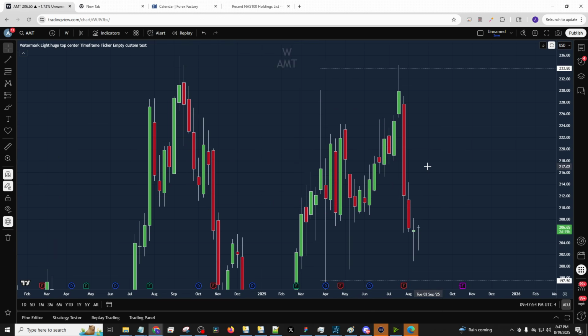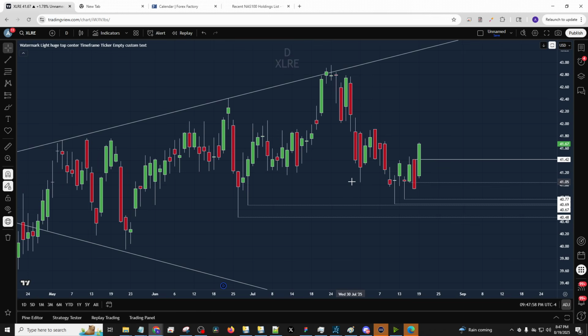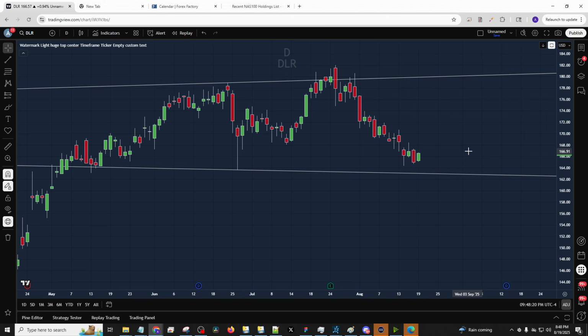AMT, real estates. That could turn to a big PMG, and we saw the real estates while the market's going down. That one's up. So AMT. We like AMT. Is there any other real estates? Not that I see at the top of the list here.